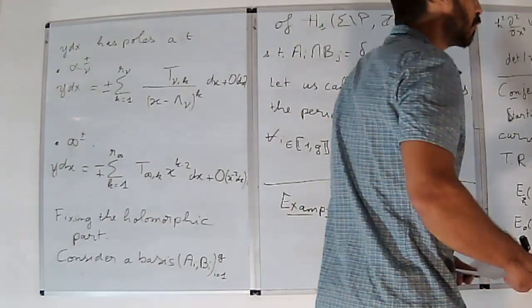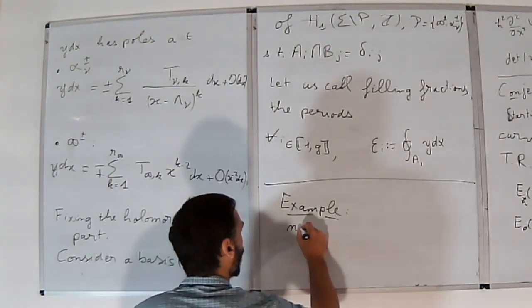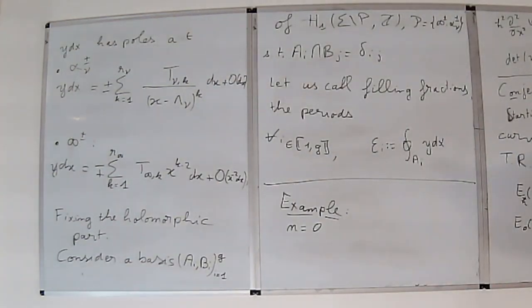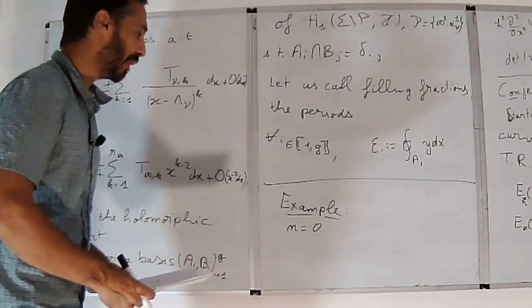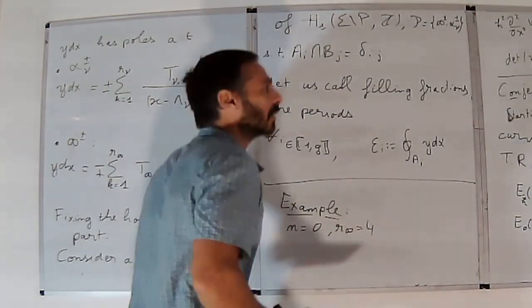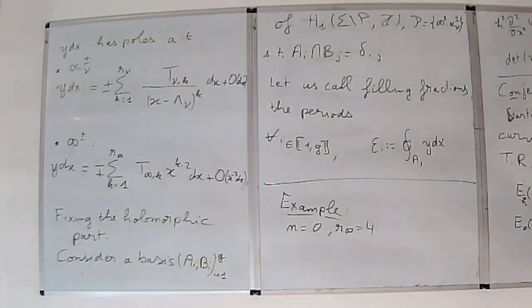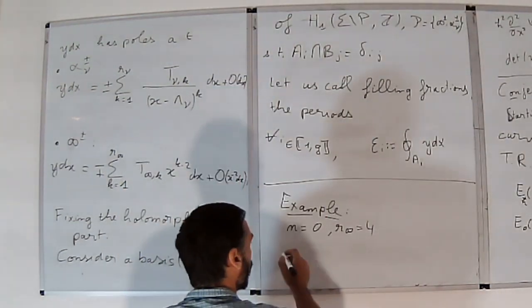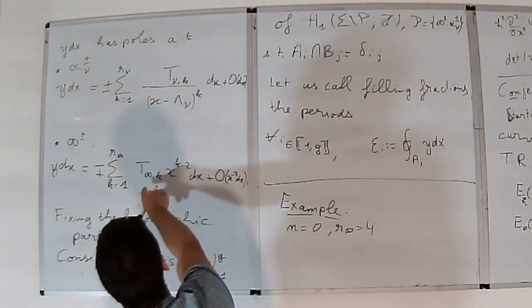So we'll take the example where n is equal to zero, meaning that I don't have any poles away from infinity. So I get Q of X, which is a polynomial. And I want it to be a polynomial of degree 4. So I take R infinity is equal to 4, so that R infinity minus 2 is equal to 2, and 2 times 2 is equal to 4. So what I get is something of this form.